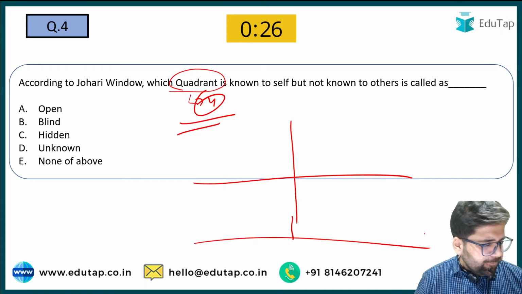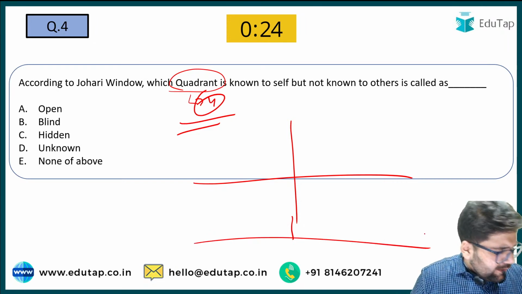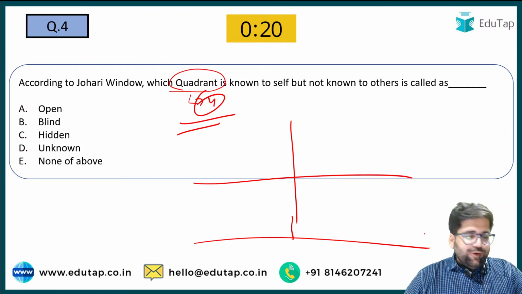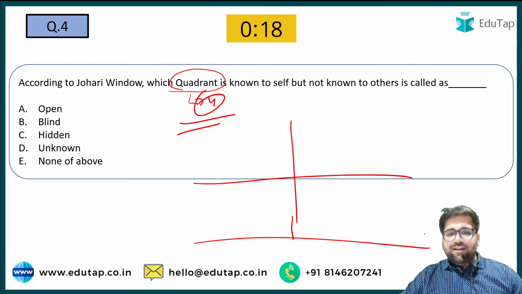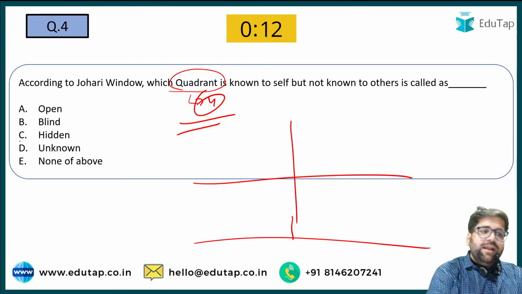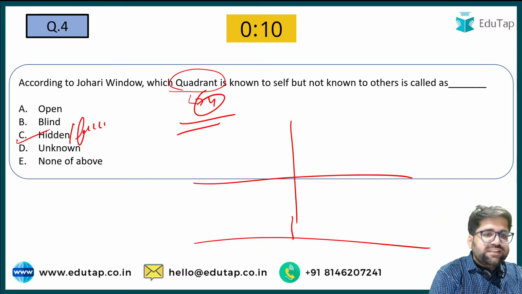Let me see my chat. I request everyone to please participate. If you are not able to solve this question, then definitely it is high time to start your preparations for RBI 2023. Yes, the correct answer will be hidden. Hidden is also known as facade.